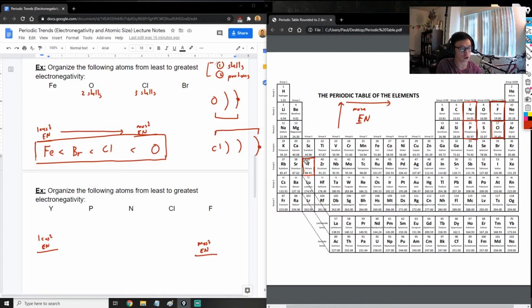Okay, unfortunately, my favorite, yttrium, is the least because it's to the bottom left. Since it's on the bottom left, it's the least. It cannot hold the electrons very well compared to these ones right here. Okay, and then as we go up and to the right, we run into phosphorus. Phosphorus is the next one that's on the bottom left. So phosphorus is next. It's the second least electronegative.